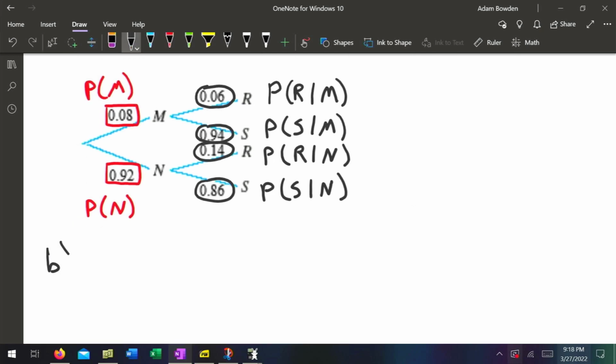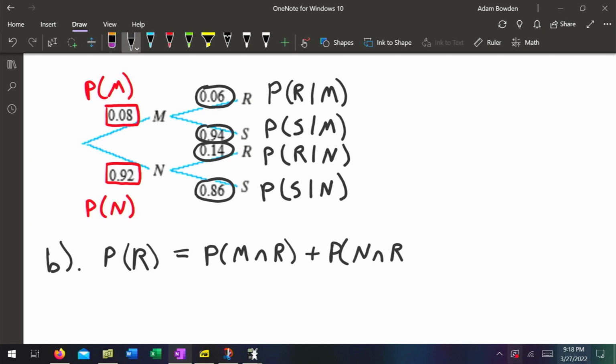Now the next one it wants me to find is the probability of R. The thing about the probability of R is it depends on what branch you follow. But to get the probability of R in total, we need to go through both branches. That brings us to R. The way we can do that is to do the probability of M intersect R plus the probability of N intersect R, because M comes first, then followed by R, or then N and R could occur.